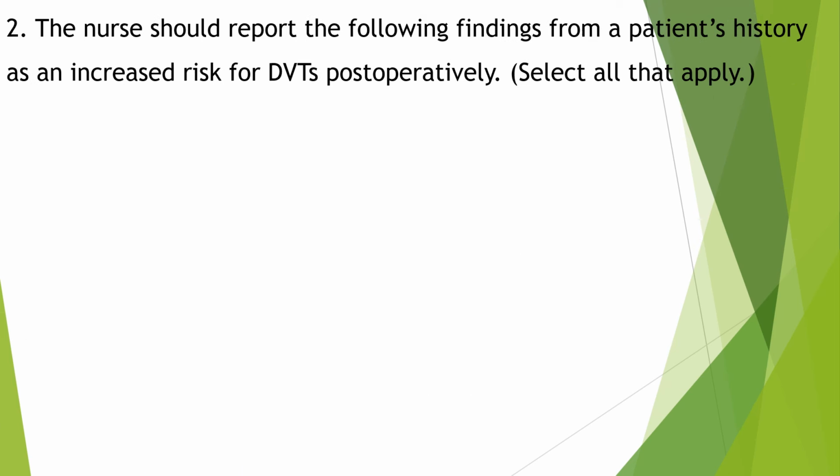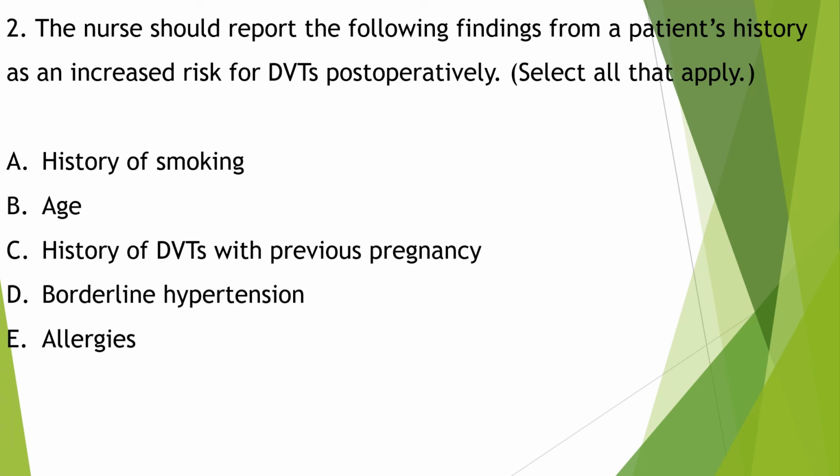Second question, the nurse should report the following findings from a patient's history as an increased risk for DVTs post-operatively. Select all that apply. History of smoking, age, history of deep vein thrombosis with previous pregnancy, borderline hypertension, and allergies.